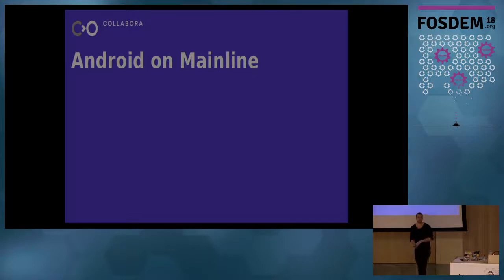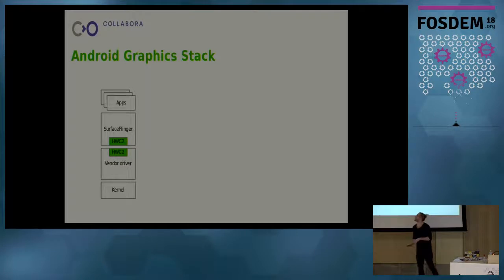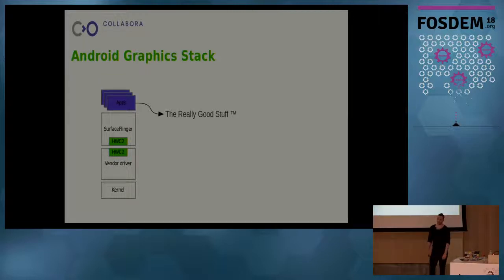Let's have a look at what the Android graphics stack actually looks like. It's a bunch of stuff, on top of which we have the apps. And this is the stuff you actually care about. Really, this is what it's all about. And below these apps, there's not just apps that you think of as apps, but there are a bunch of different applications doing stuff like running the status bar, for example, updating your clock. Below that, we have Surface Flinger.